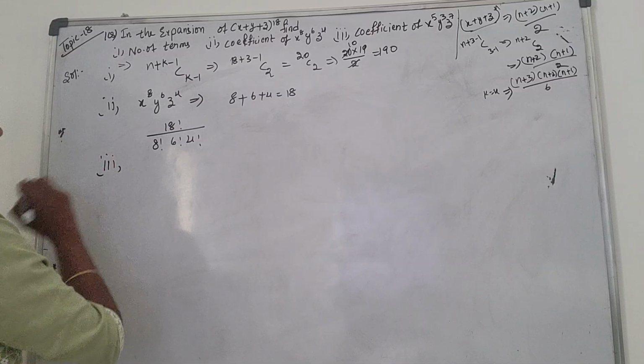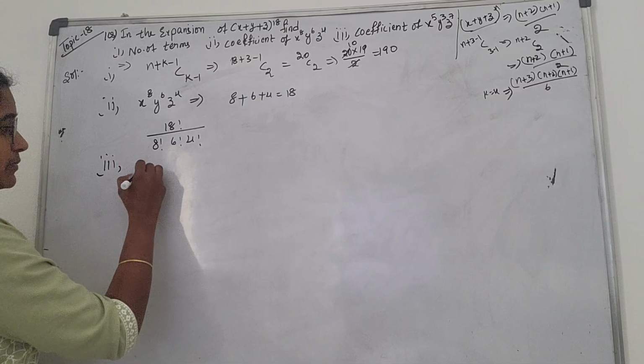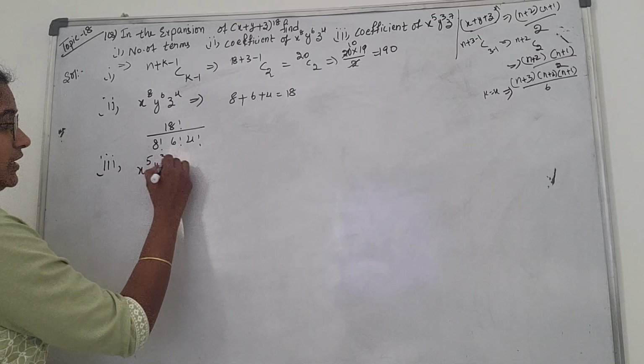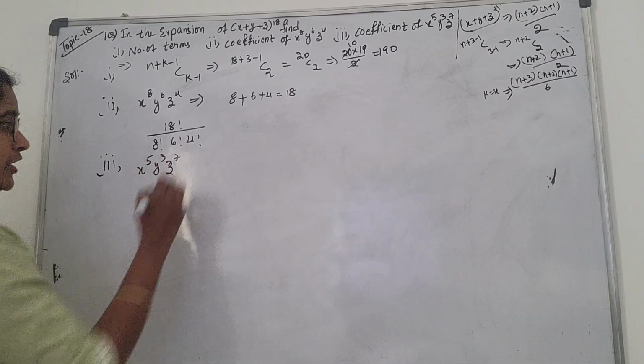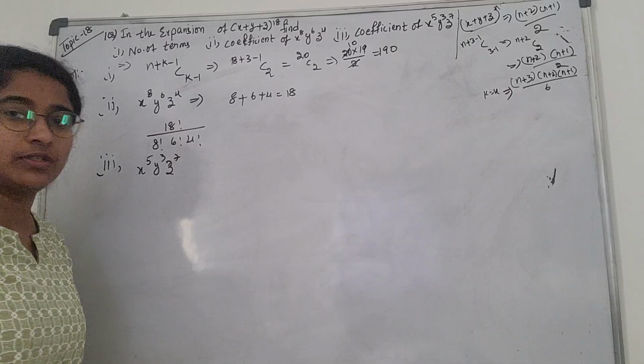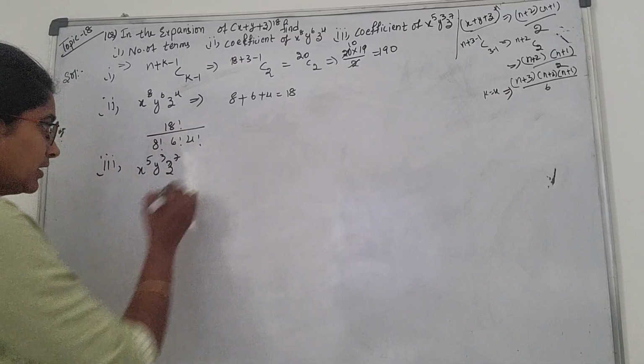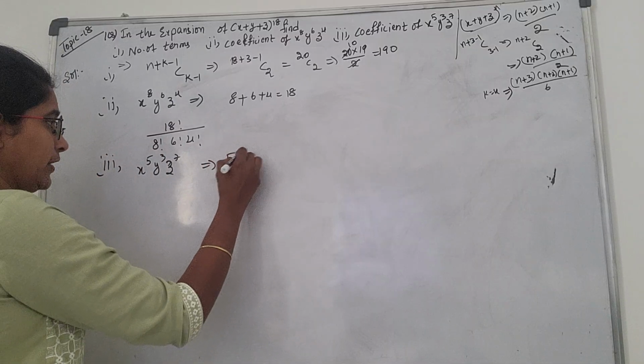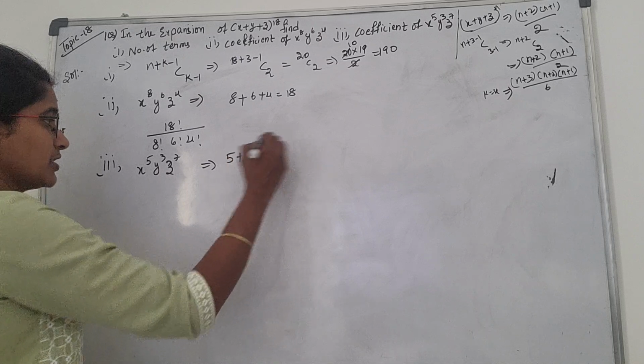Then the third one: the coefficient of x to the power 5, y to the power 3 and z to the power 7. I'll check here also whether the powers add up to 18 or not. If I check it, 5 + 3 + 7, how much is it?